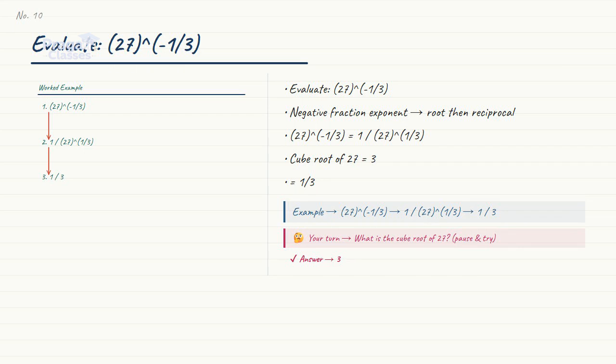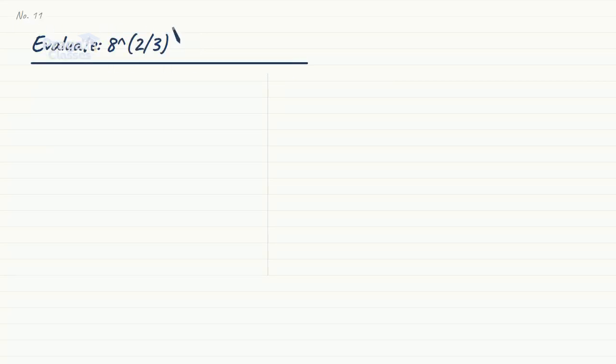Now the 1/3 means cube root. What number times itself 3 times gives 27? That's 3. So we get 1/3. Here's one for you. What is the cube root of 27? Pause and answer. It's 3, exactly what we used. So we just tackled a negative fractional exponent. Now let's work one with a positive fraction that has a numerator bigger than 1.